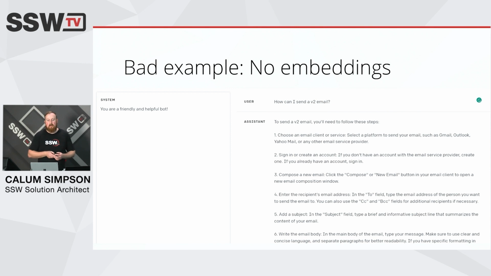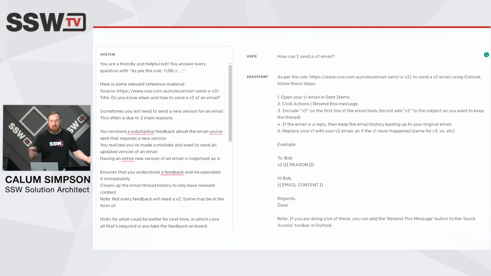we can insert the reference data. So here I've done it again, but this time in the reference data, I've inserted the rule about how do you send a V2 email. And I'm just doing this in the playground to demonstrate it, but this is how the thing I'm about to show you works in the background, right? So based on the incoming query, we calculate the embeddings, find that this rule here is the most similar one, and then we just pop that in the system prompt. And then you can see the response that we get from the assistant is a lot better because it's now informed by that reference data. It's now explaining how to send a V2 email following the SSW rules. So that's why it's so cool.